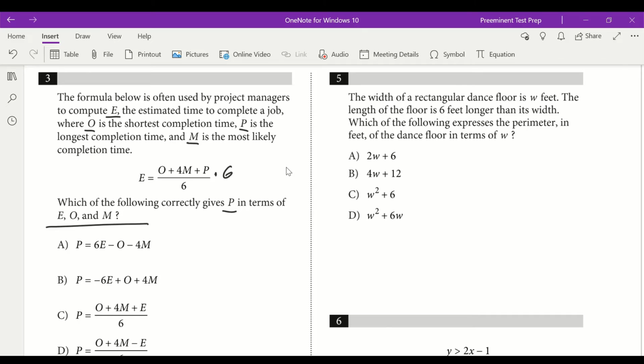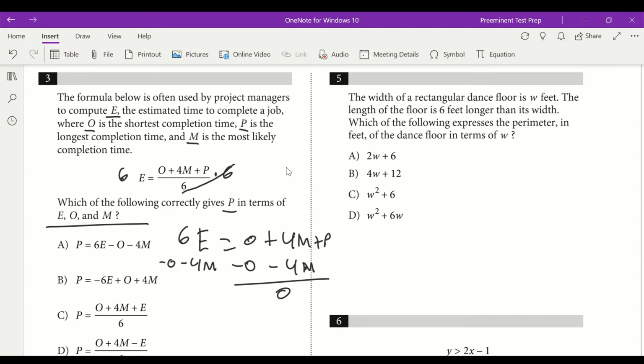So we're going to go ahead and multiply both sides by 6. So now we have 6E equals O plus 4M plus P. So we have to isolate P, so we're going to go ahead and subtract O, and we'll subtract 4M as well. We have to do that from each side. And now we're left with P equals 6E minus O minus 4M. Right, now we just find which equation matches that, and we see that equation A matches that. So our answer will be A.